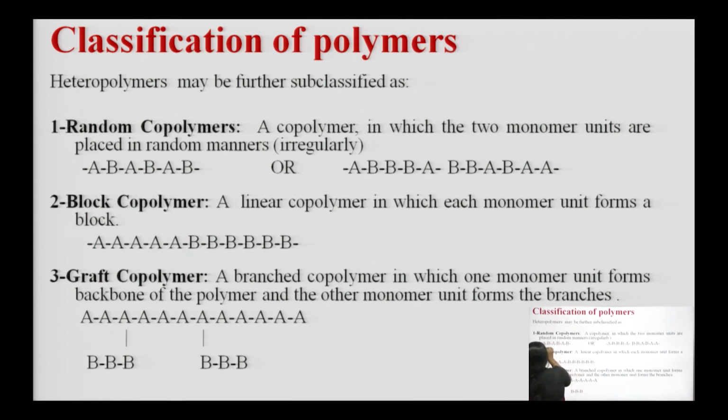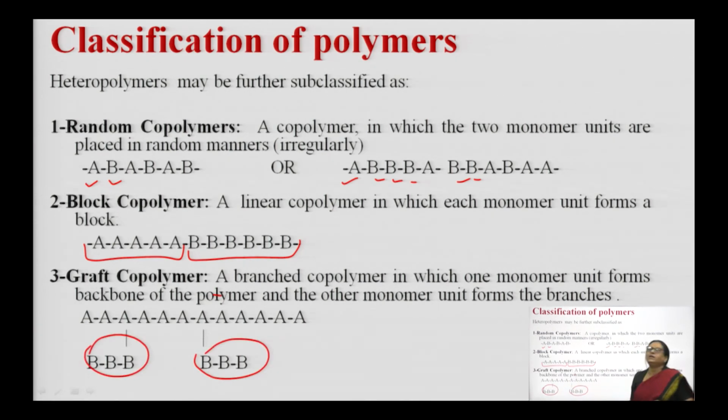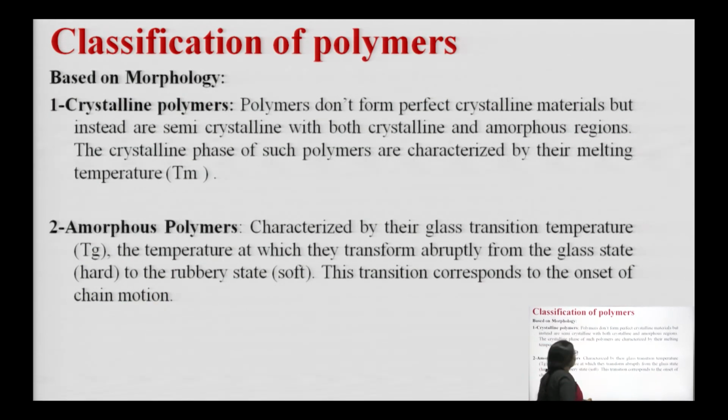In a random copolymer, you can see the monomers are randomly arranged. There is no sequence. A and B, two different types of monomers, are randomly arranged. In block copolymers, there are blocks of A and blocks of B that are linked together. That is why they are called block copolymers. And in graft copolymers, the difference is that one of the monomer blocks is present as side chains. One monomer block forms the backbone and the second type of monomers are linked to it as side chains.